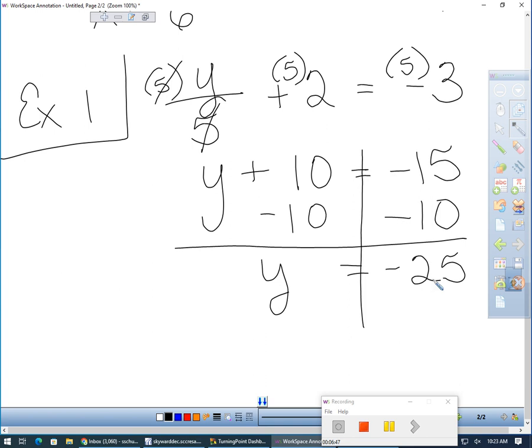The whole idea of clearing the fraction makes it like a million times easier anytime there's any kind of fraction in it. So just so you know, future reference, it's super, super easy.